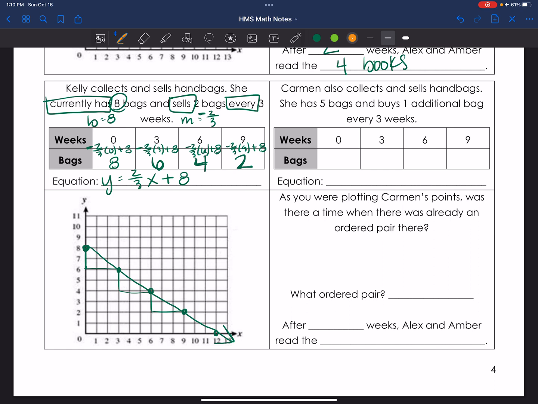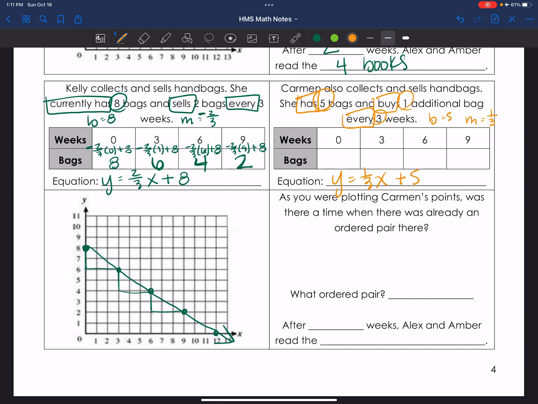Now let's look at Carmen to see when they are the same. Carmen also collects and sells handbags. She currently has 5, so I know b equals 5. And buys, she's buying, which means this is a positive, buys 1 every 3 weeks. So m equals positive 1/3. So y equals 1/3 x plus 5.